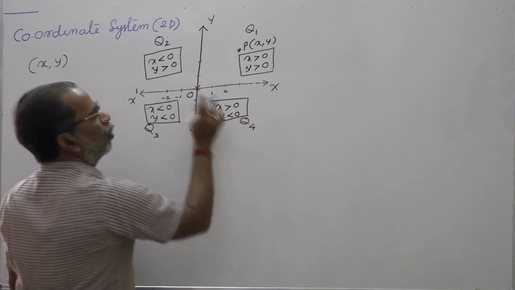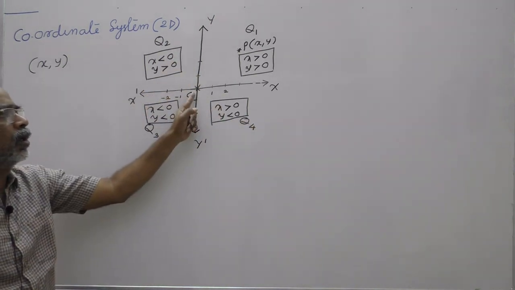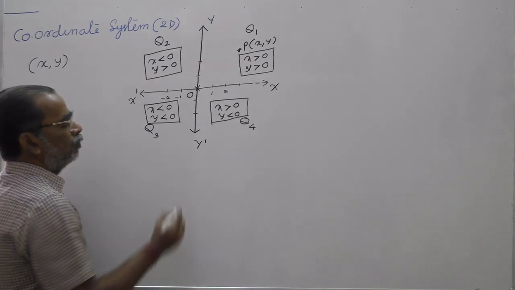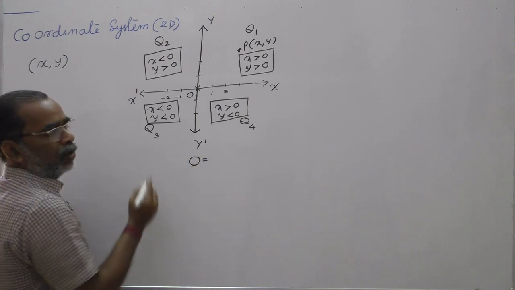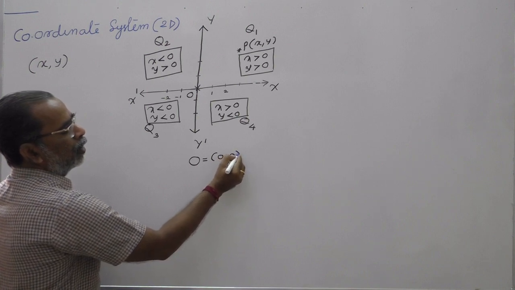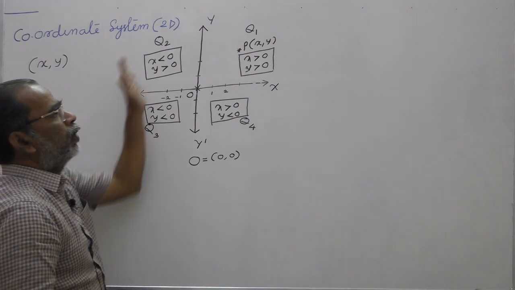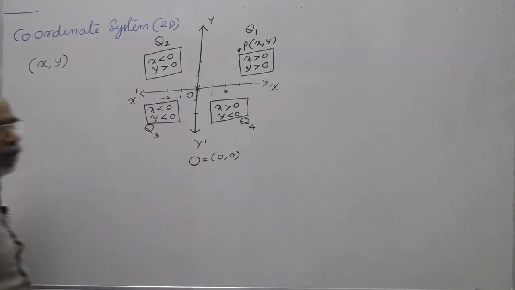So this is the coordinate plane. These are the coordinate axes. The common point of the two perpendicular lines is the origin. So we will be taking the origin as 0, comma 0. Coordinates of the origin are 0, comma 0. Any point in the plane is represented by x, comma y.